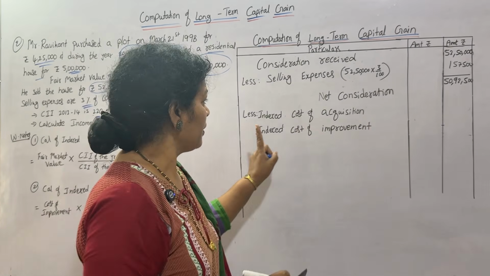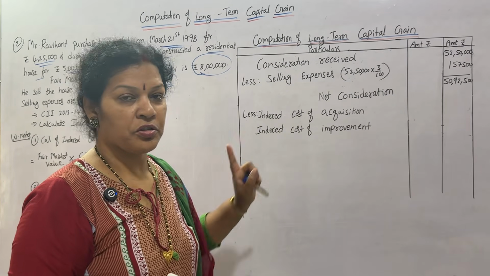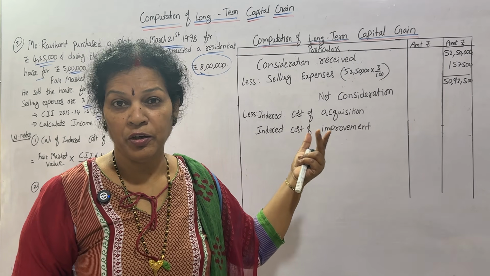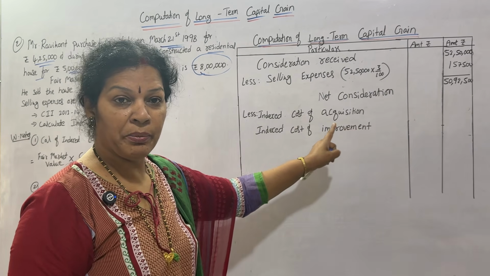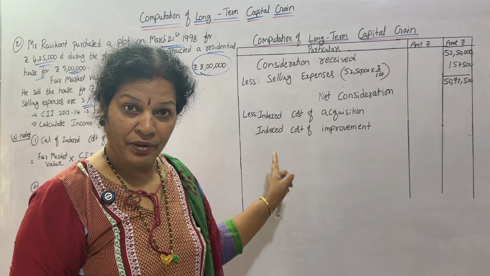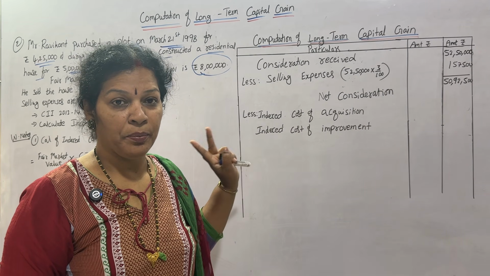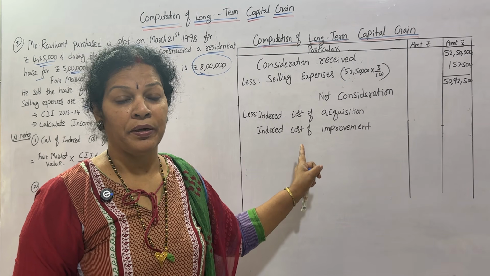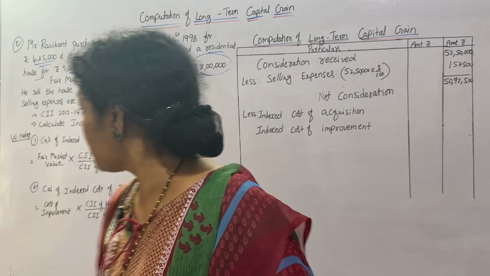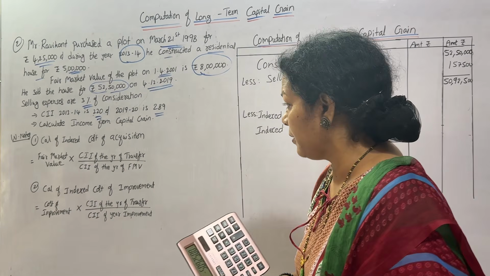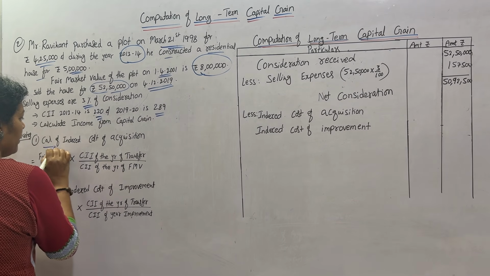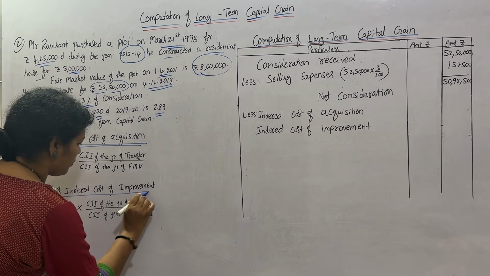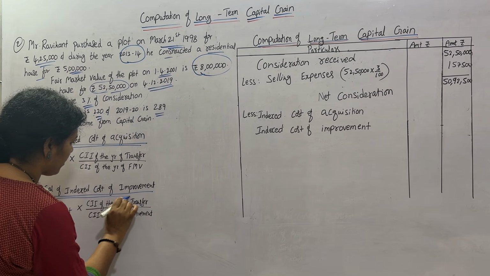Net consideration is over. Now we need to calculate indexed cost of acquisition and indexed cost of improvement. Sometimes the improvement value may not be given; in that case only the indexed cost of acquisition is calculated. We have the improvement value also, so I have written both. First we will calculate the indexed cost of acquisition. In working notes you need to show the calculation of indexed cost of acquisition and indexed cost of improvement.